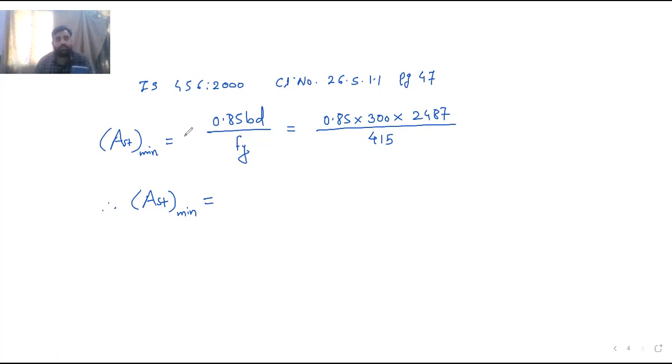So the answer is 1528.15 mm square. So provide the minimum steel. Okay, provide the minimum steel. So now calculate the number of bars for this steel. So here I can write AST is less than AST minimum.